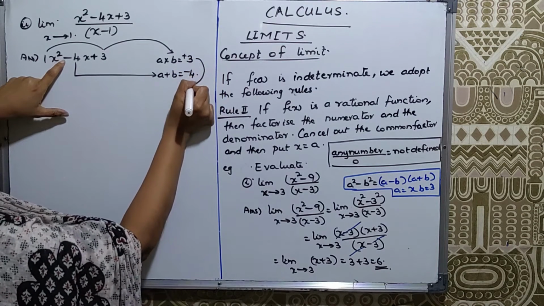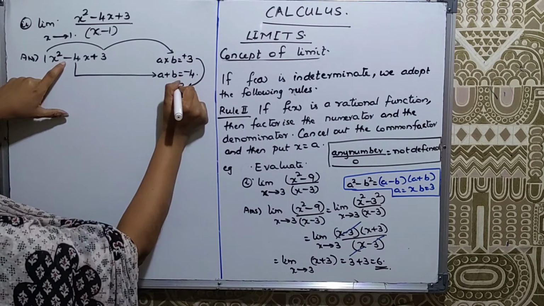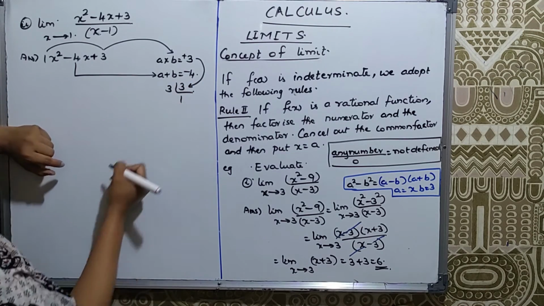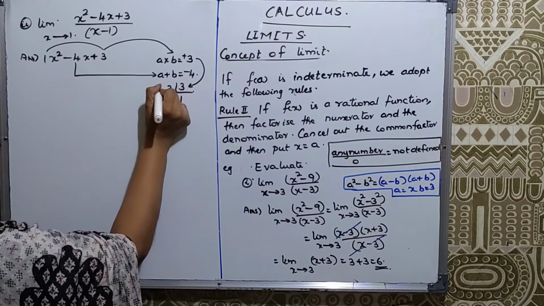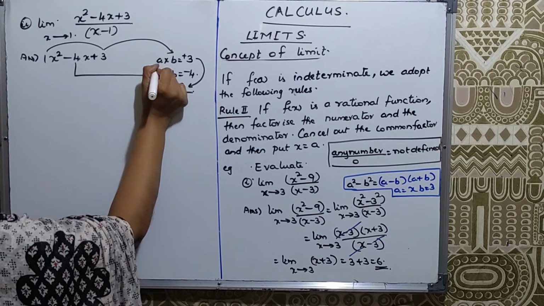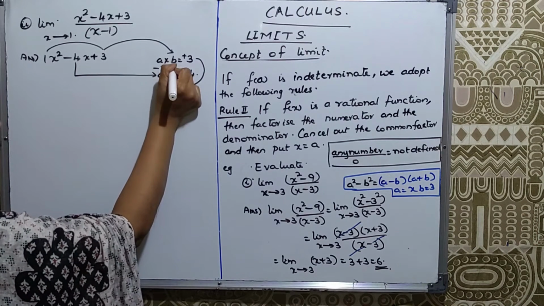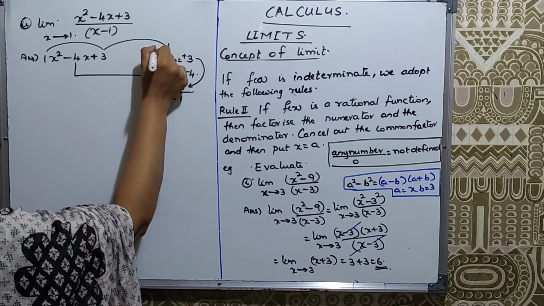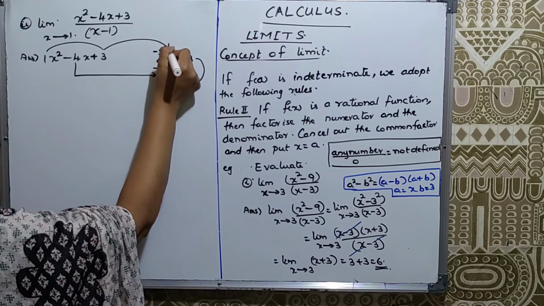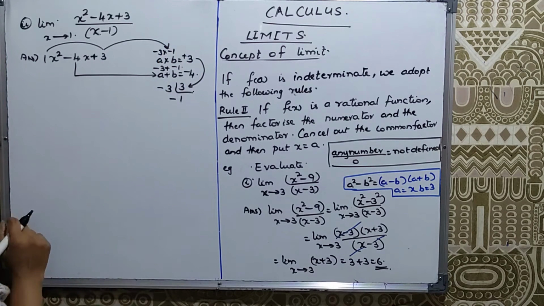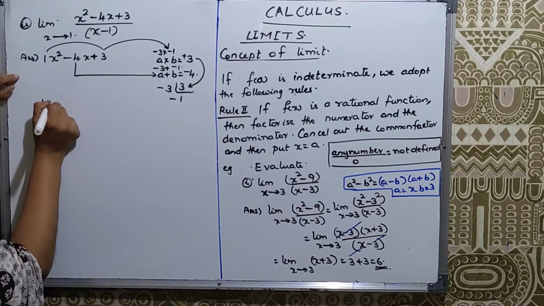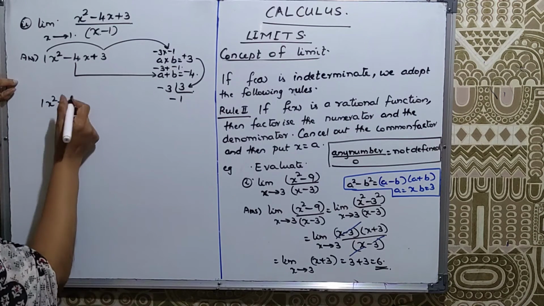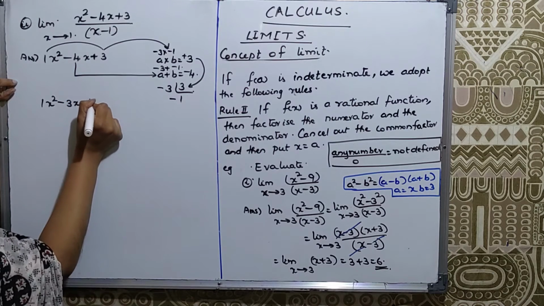Now we'll do the prime factorization for 3 and check which factors will give us minus 4. So 3 ones are 3. We need minus 4, so minus 3 plus minus 1 will give you minus 4. We are confirming that once more: minus 3 into minus 1 will be plus 3. Now we'll write x squared minus 4x as x squared minus 3x minus 1x plus 3.